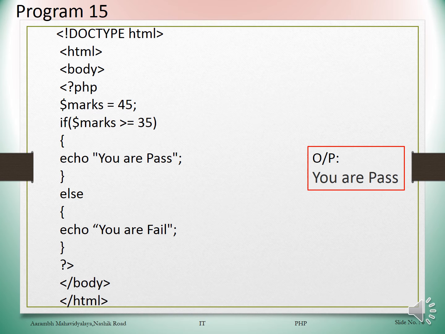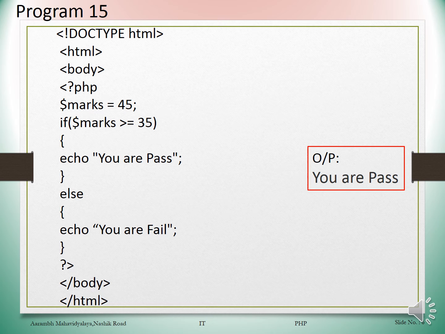If $marks, that means if 45 is greater than or equal to 35, then it will display the message you are pass. Otherwise, by using this else part, it will display the message you are fail. To display the message, this echo statement is used. And then we end the PHP tag, the body and the HTML.